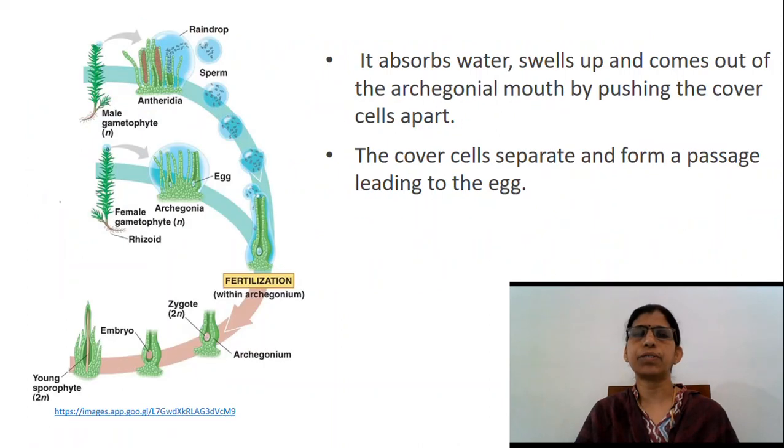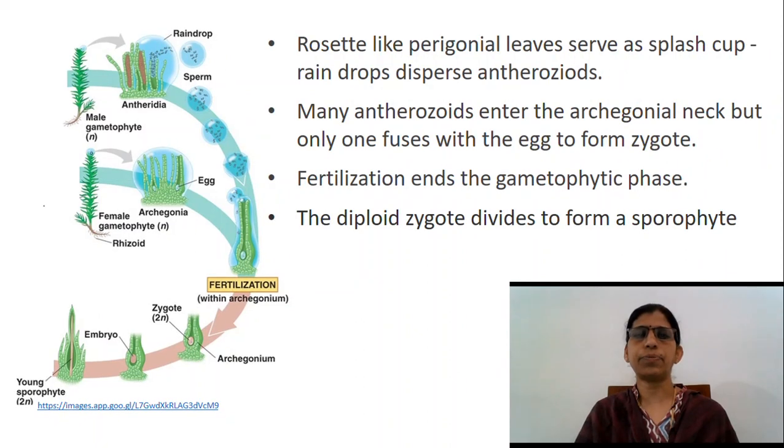The mucilaginous mass consists of chemical substances, mainly sugars. The cover cells of the neck separate widely from each other and form a passage leading to the egg. Rosette-like perigonial leaves serve as a splash cup from which raindrops disperse antherozoids to some distance. Raindrops falling on the archegonial clusters are situated at the lower level.